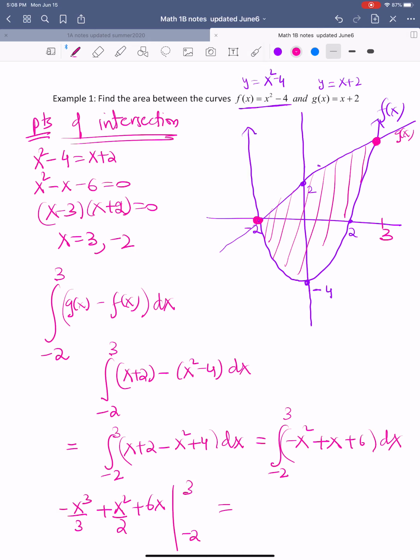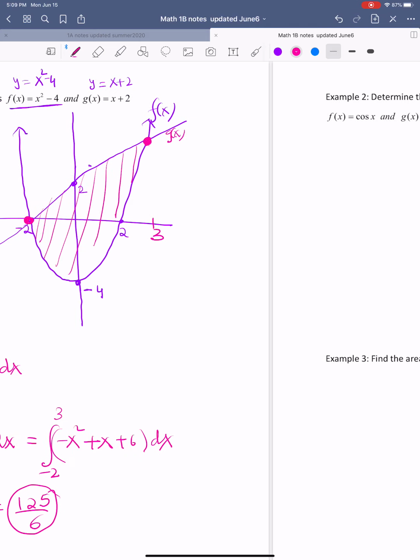So I'm going to go ahead and plug in the bounds here. Plug the 3 in there for x, and then subtract by plugging negative 2 in there. It's going to come out to be 125 over 6. Okay, I'm not going to spend too much time on the definite integral here. You should have practiced that enough. So that is the area between the two curves, 125 divided by 6. It's okay to leave it as a fraction. There are no units attached, so no need to worry about the units.